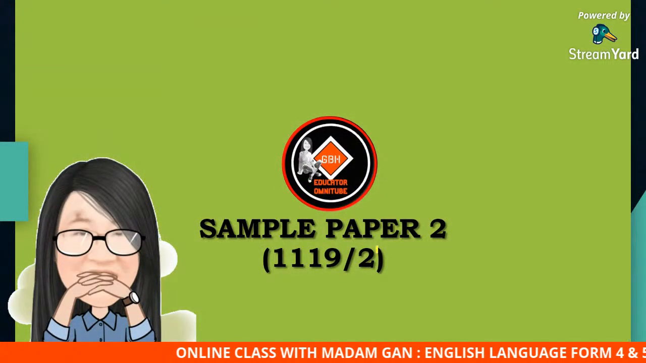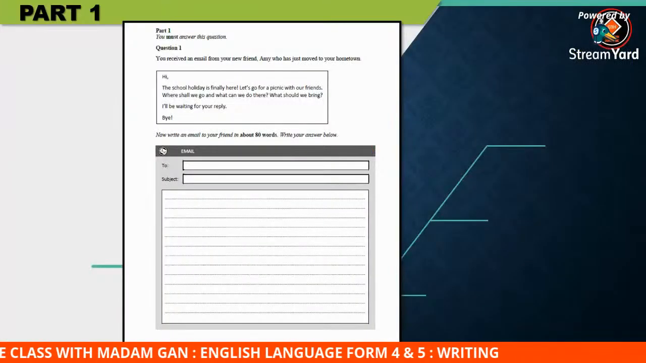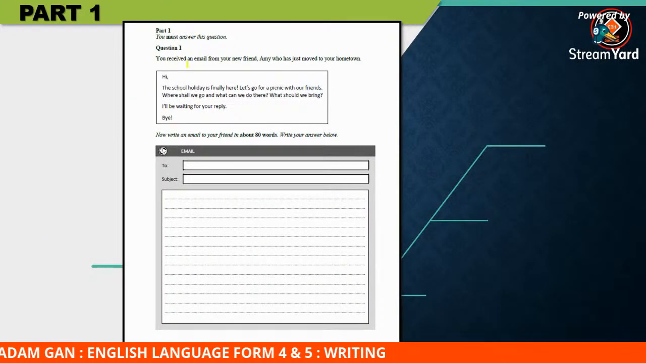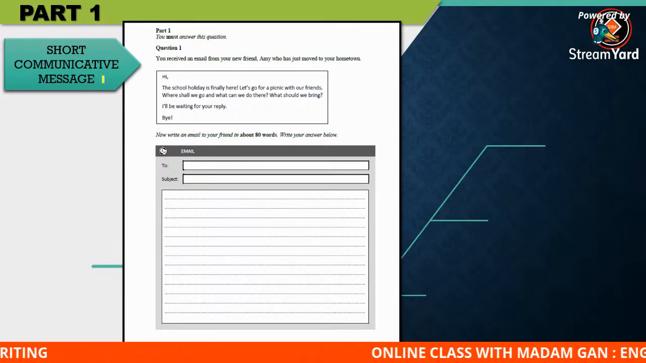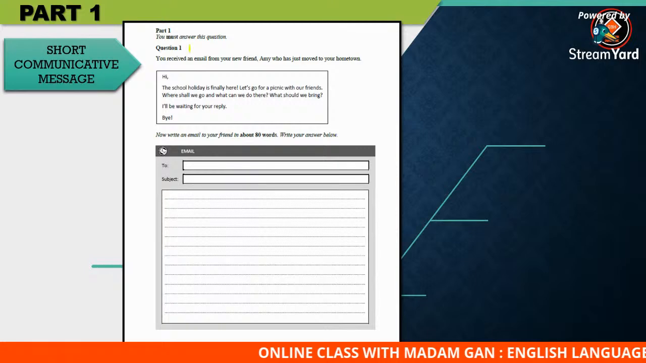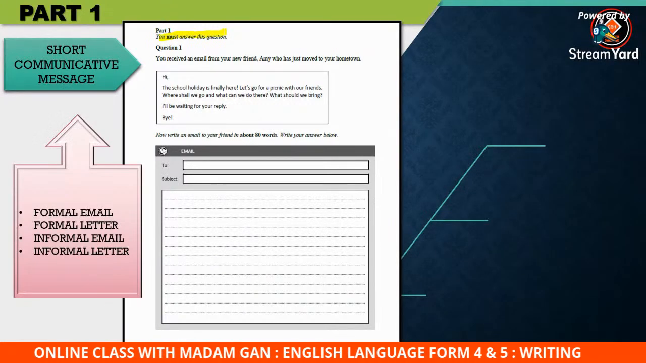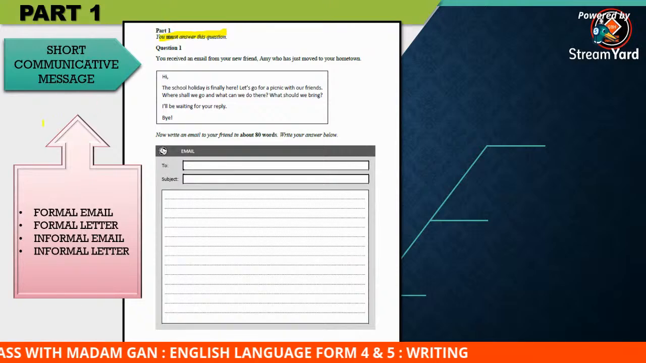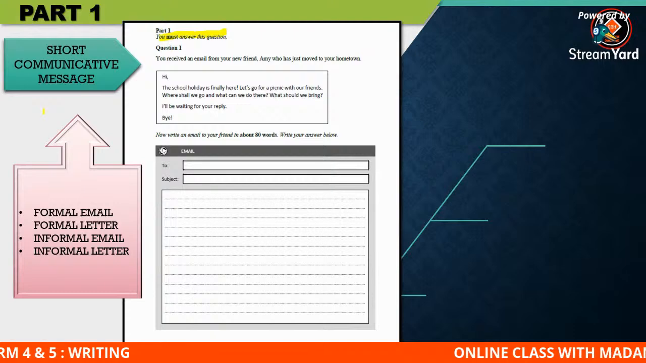Now let's look at the sample paper. So this is the first part. In the first part, it is called short communicative message. And then remember, you must answer this question. There are various types of writing here. Students normally will have a misconception that it is only for an informal email.